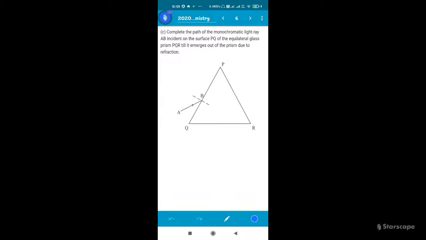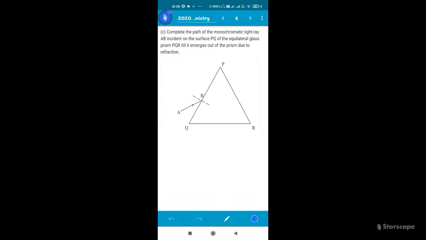Complete the path of monochromatic light ray AB incident on the surface PQ of an equilateral glass prism PQR till it emerges out of the prism due to refraction. So over here, it has already been mentioned in the question that PQR is an equilateral triangle and AB is a ray which is incident on the face PQ. But you can also see one thing, that you don't have any angle given to us.